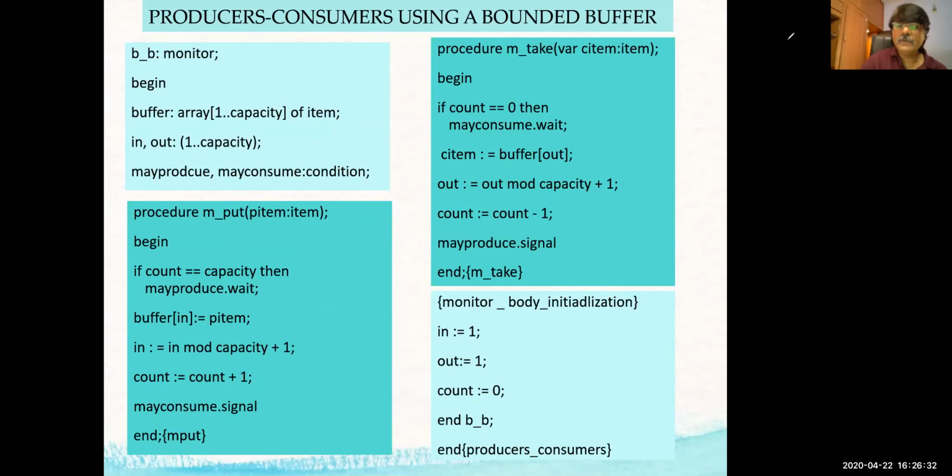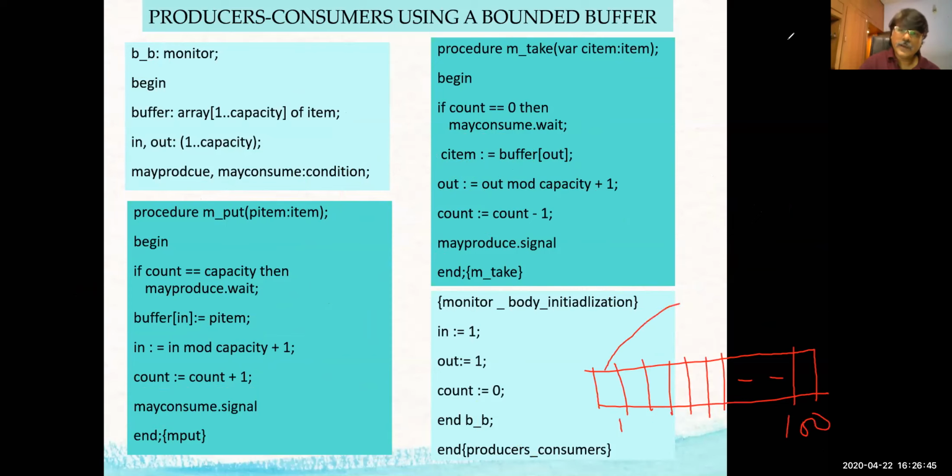Let us take an example where the buffer is totally empty. It has got 100 slots, 1 to 100. In is pointing to the next free location, and out also points to the next free location. Means buffer is empty and count is equal to 0.